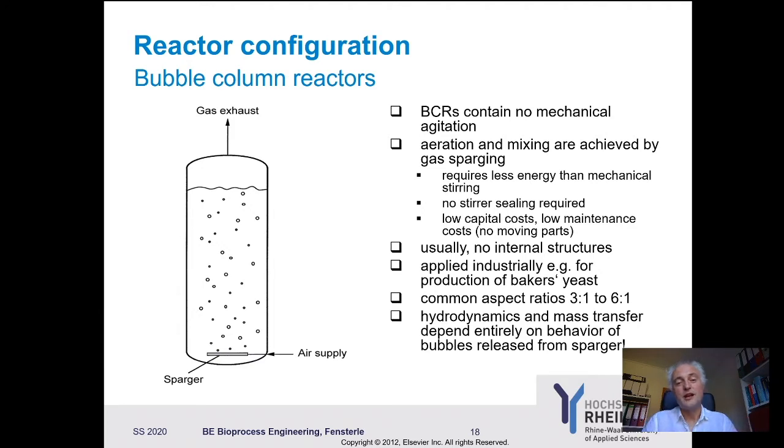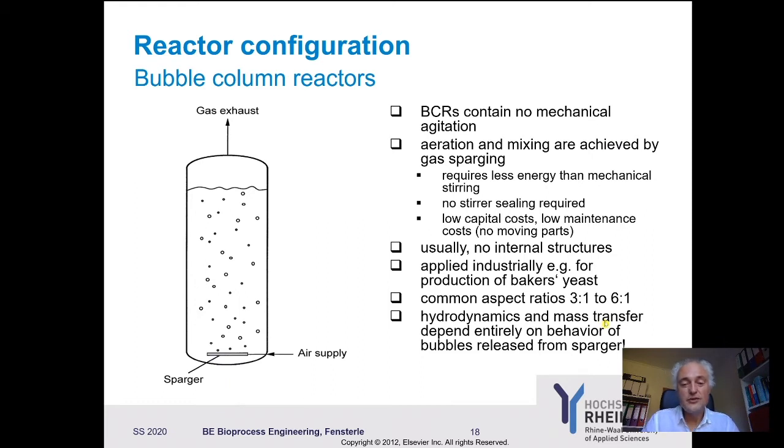However, the advantage is that such a bioreactor requires less energy than mechanical stirring. That's clear. You don't have a stirrer sealing, so it's easier and lower cost to realize. So it's cheaper, such a reactor. There are no internal structures, so it's easier to keep clean. And this type of bioreactor is used if, for example, you produce on a large scale, like for example baker's yeast.